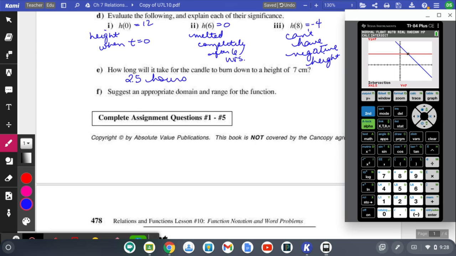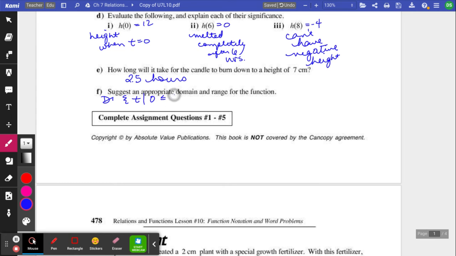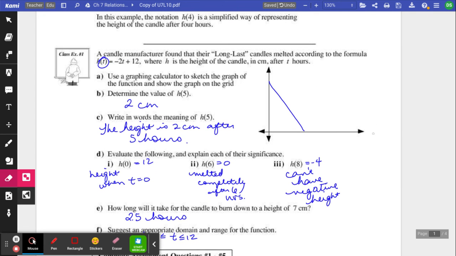Now let's talk about a suggested domain and range for my function. What is the domain? What do I include for my letter? T. T such that. What's the lowest to the highest? 0 all the way to 12? No, not 12. I'm talking about time, people. T is time. This is time. This is 12.